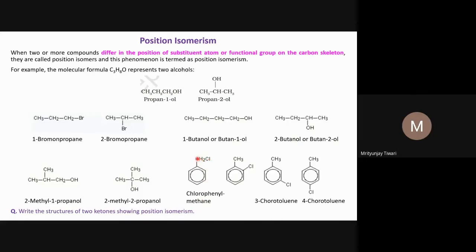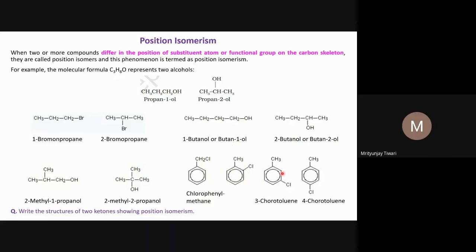There is no numbering because the chain contains only one carbon atom. This is chloro, this is phenylmethane, chlorophenylmethane. One can also consider the CH3 and the benzene ring, the phenyl ring, as the base compound, which is called toluene, with the chloro substituent at the second position. So this is 2-chlorotoluene.